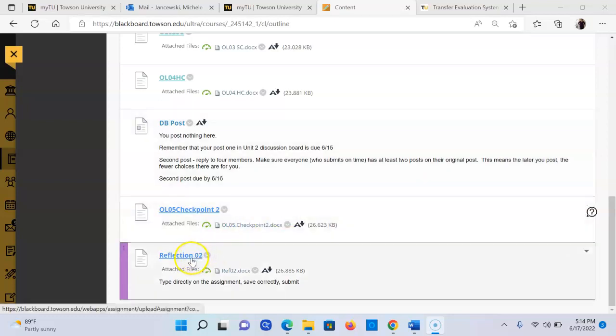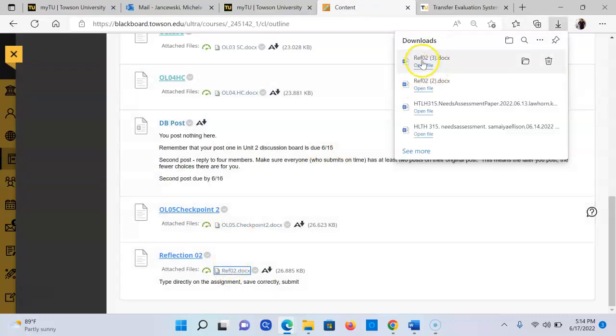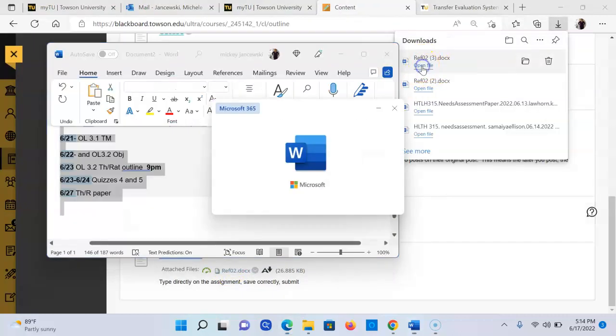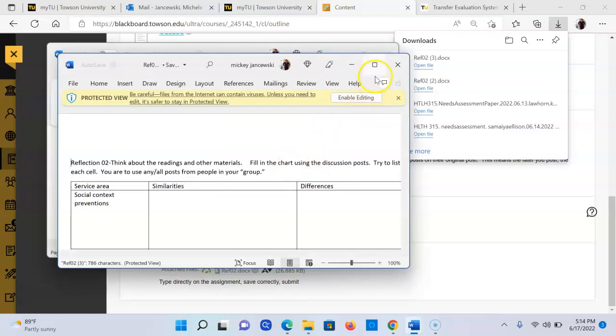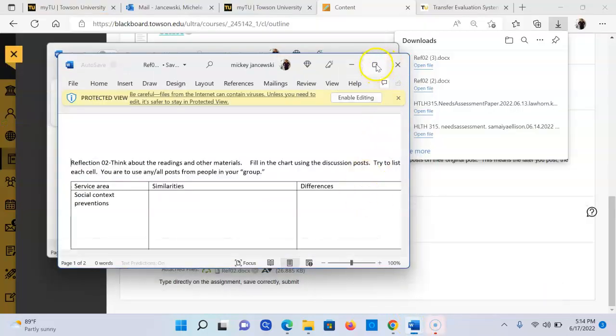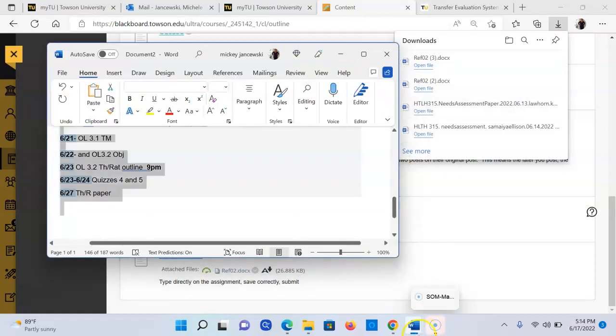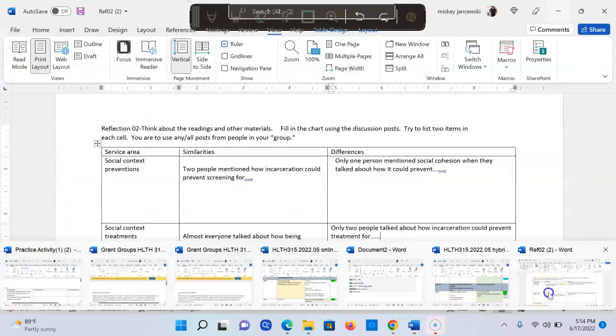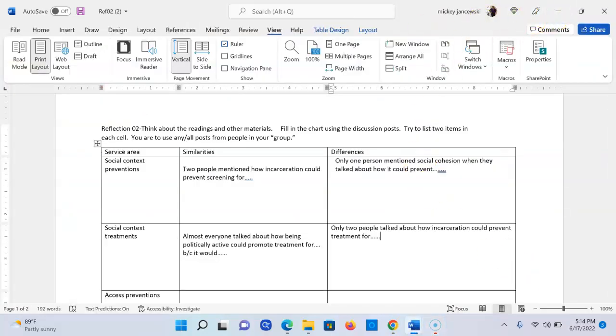Hi everyone. I just realized that reflection 2 is more difficult than the reflection that you did in unit 1. So I just want to go over what I'm looking for. I'm going to give you some examples of what I'd like to see you doing in this assignment, but the examples I give you cannot be used in your assignment.